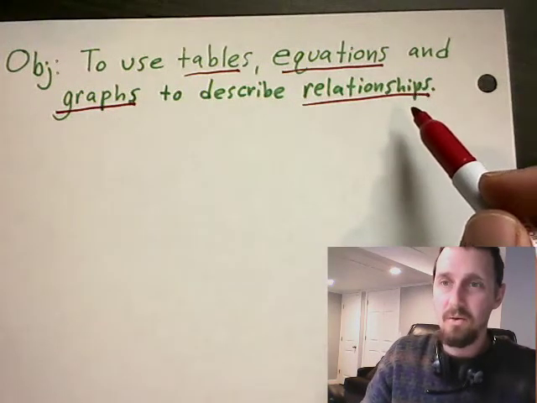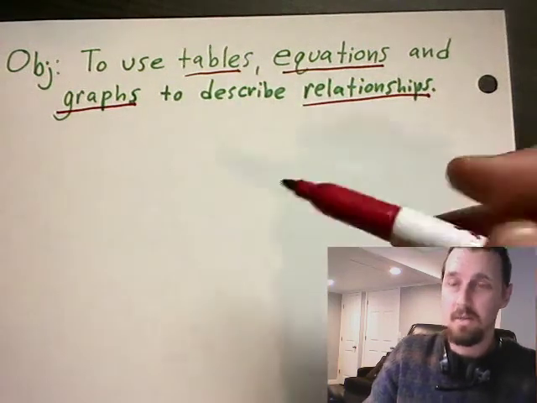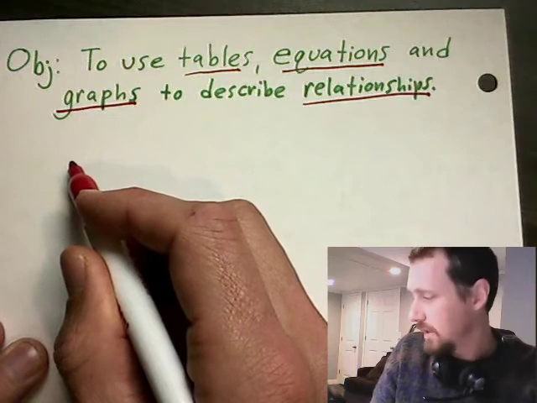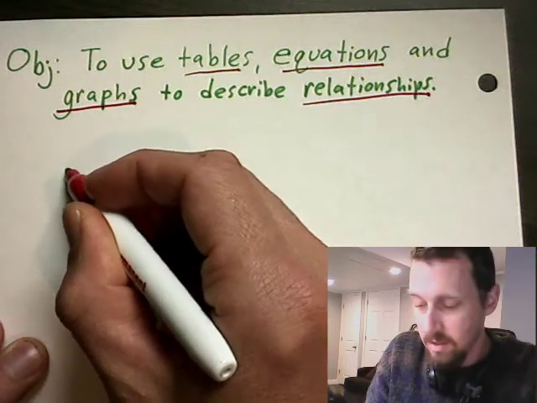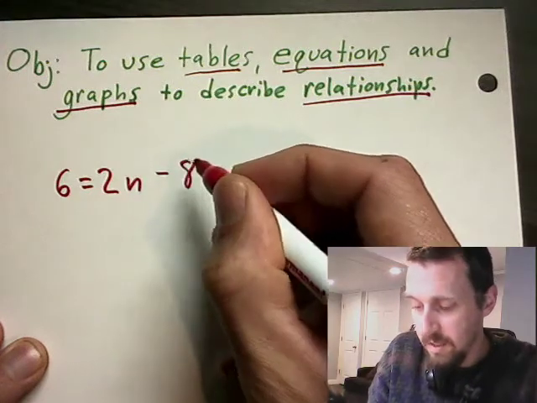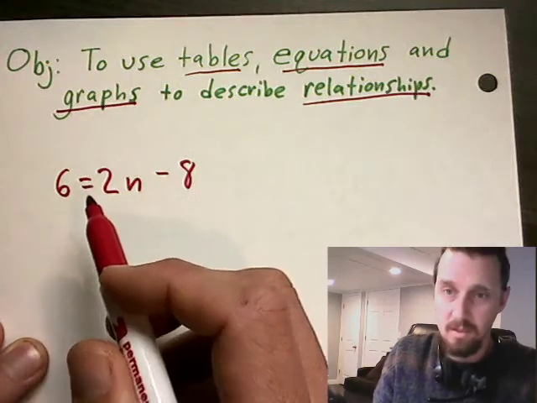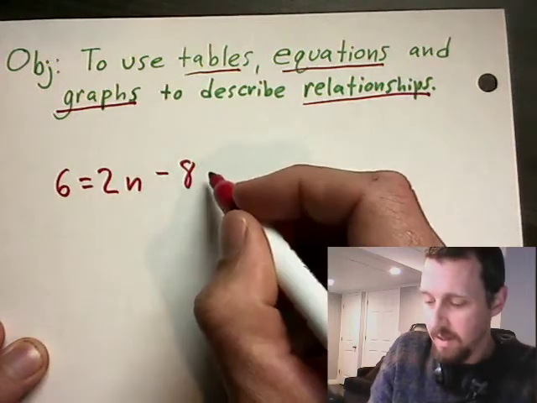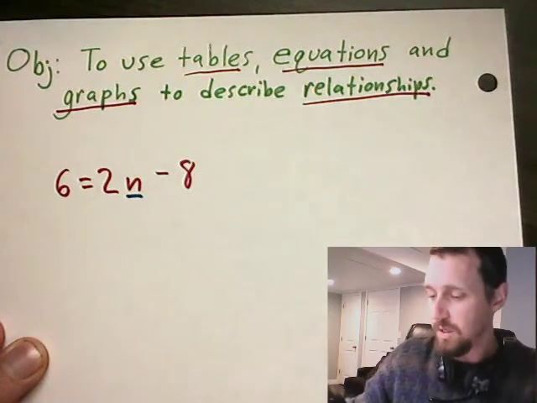So we're going to look at how we connect that to tables, which we've seen a bit of already, equations, and graphs. Just to review, in the last chapter, you were looking at evaluating situations like this: 6 equals 2n minus 8. This is an equation because there's an equal sign. It's not an expression, because that would mean there was no equal sign. And it has one variable. So this is a one variable equation.